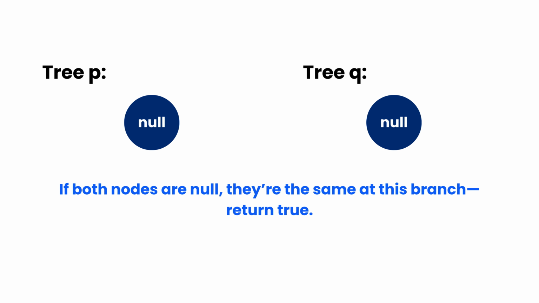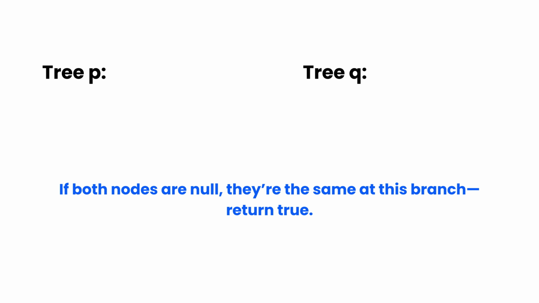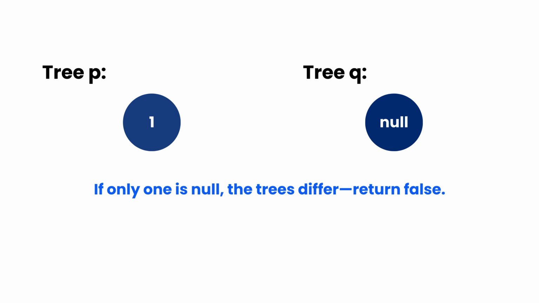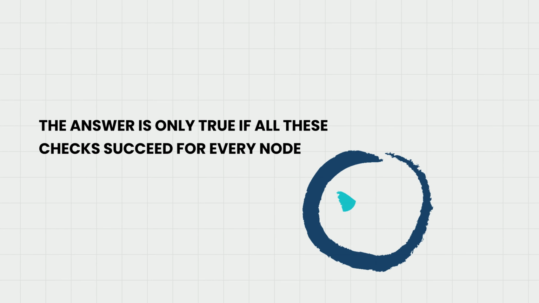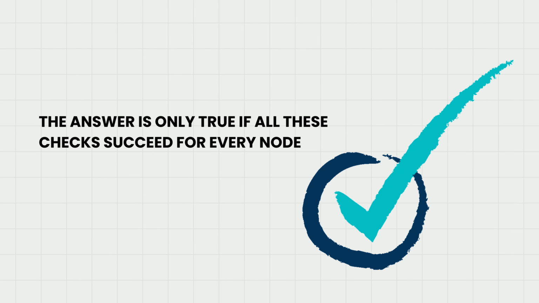Think step by step. If both nodes are null, they're the same at this branch, return true. If only one is null, the trees differ, return false. If both nodes exist, check if their values match. If not, return false. If yes, recursively check their left and right children. The answer is only true if all these checks succeed for every node.